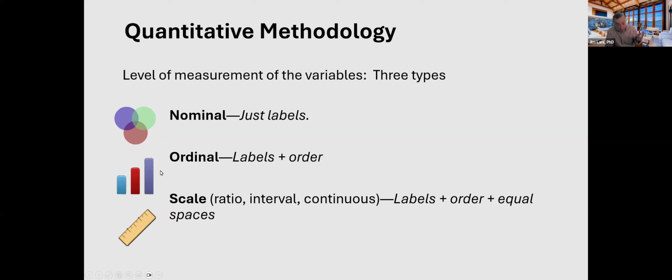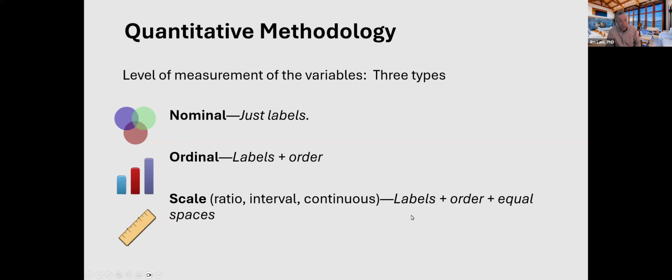Ordinal is named and it has an order. Small 8-ounce drink, 12-ounce drink, 64-ounce drink. So it has names, small, medium, or small, regular, extra large, but it also has that order to it, okay? And it has the kind of bar graph as a symbol.